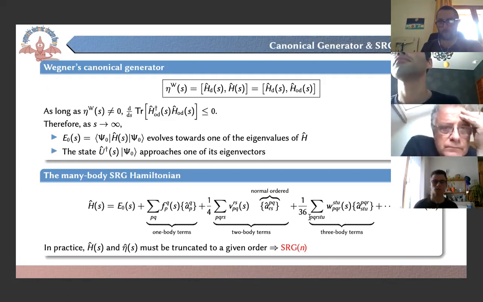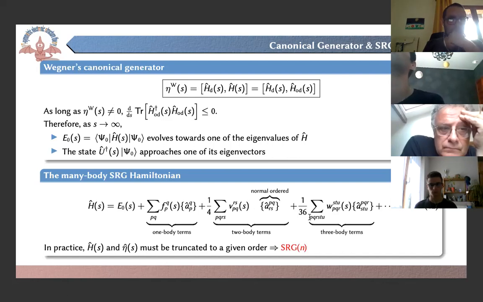So we enter the world of DFT, where we have to guess stuff, construct stuff. So there is a few generators that have been proposed, obviously, in the literature. So there is a Wegener's canonical generator, which is defined basically as the commutator between the diagonal and the off-diagonal parts of the Hamiltonian.